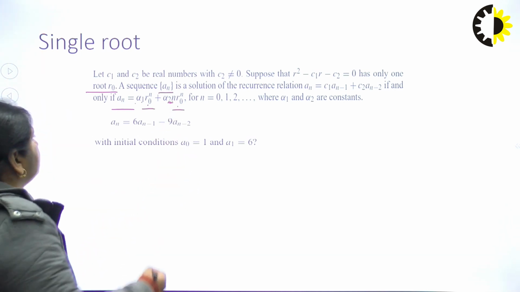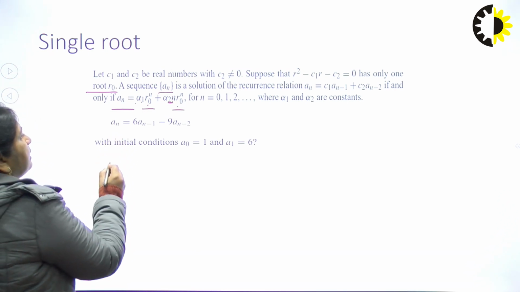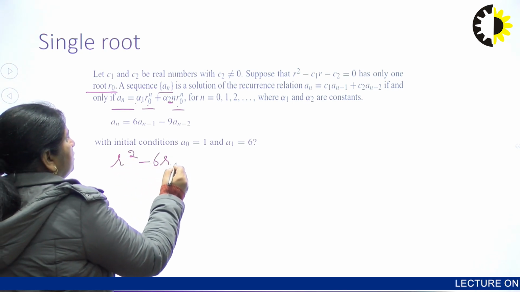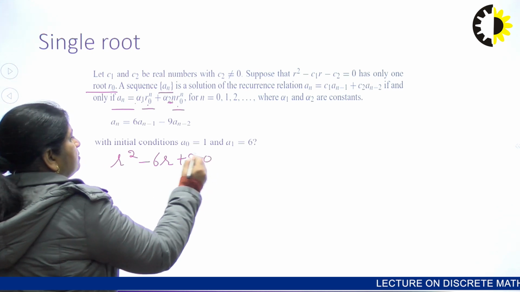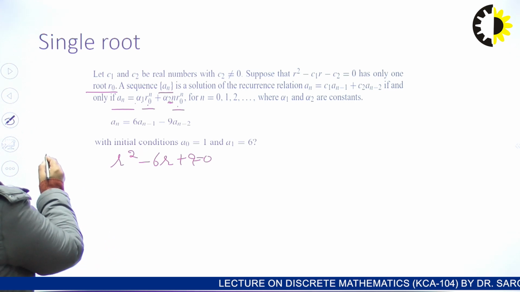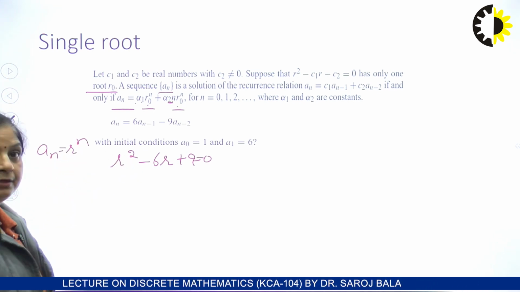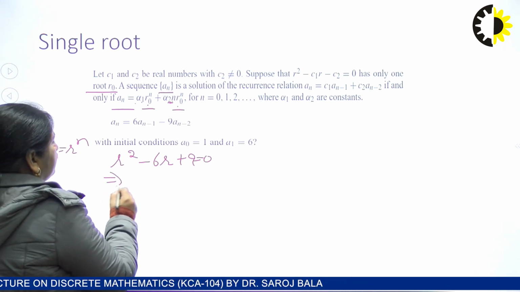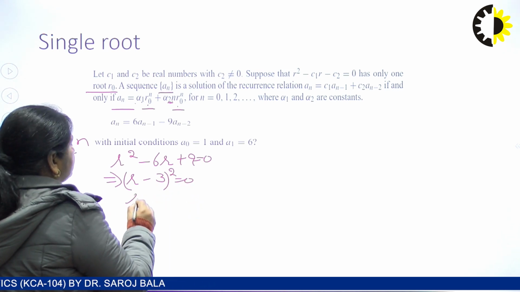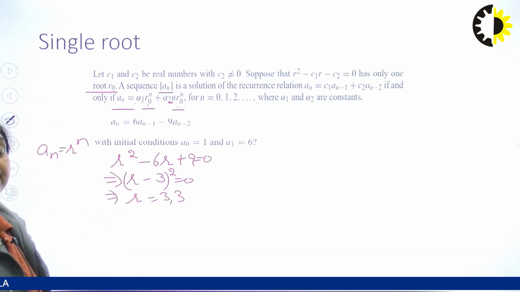So if we consider this particular example to show this, for this we will get the characteristic equation as r square minus 6r plus 9 is equal to 0. We get this by putting a n is equal to r to the power n. For this characteristic equation, we are getting r minus 3 whole square is equal to 0. So my roots are 3 and 3. So it is a single root with multiplicity 2.